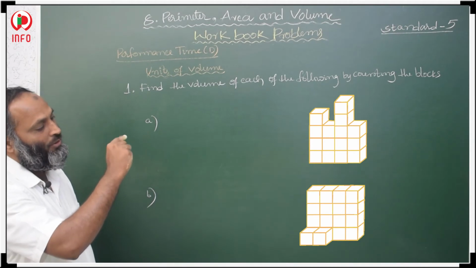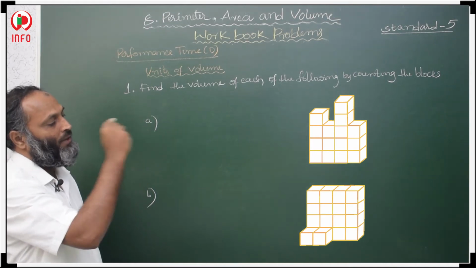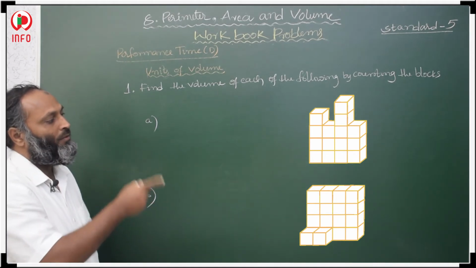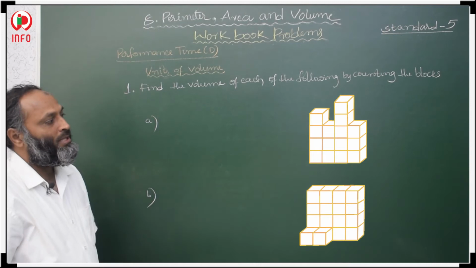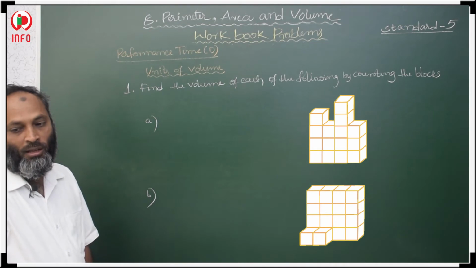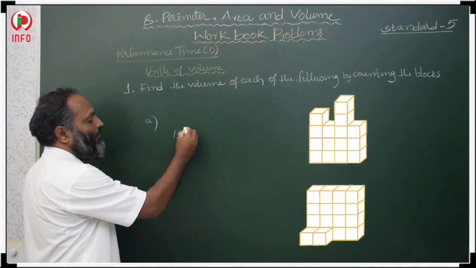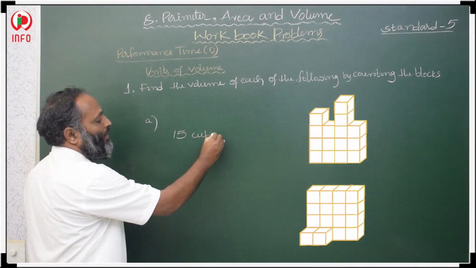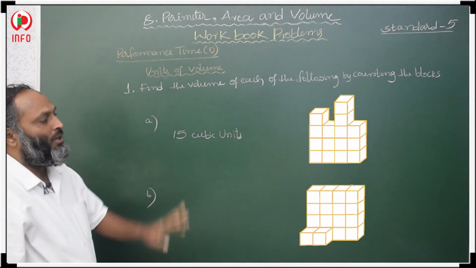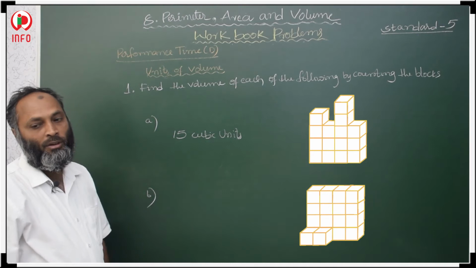So, in each row 4. 1, 2, 3, 4, 5, 6, 7, 8, 9, 10, 11, 12. 12 blocks. Then after that, 2 more blocks were there, 13, 14, and one more block is there on top, 15. So, total how many blocks are there? 15 blocks are there. So, what is the volume? 15 cubic units we have to write. So, first you count the total blocks, and according to that number, we take cubic units.